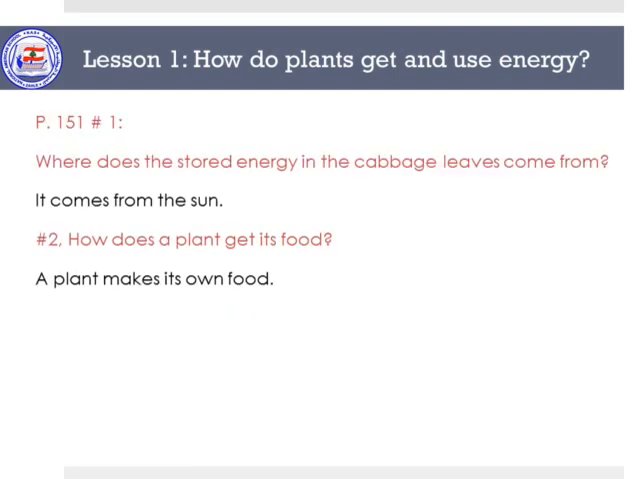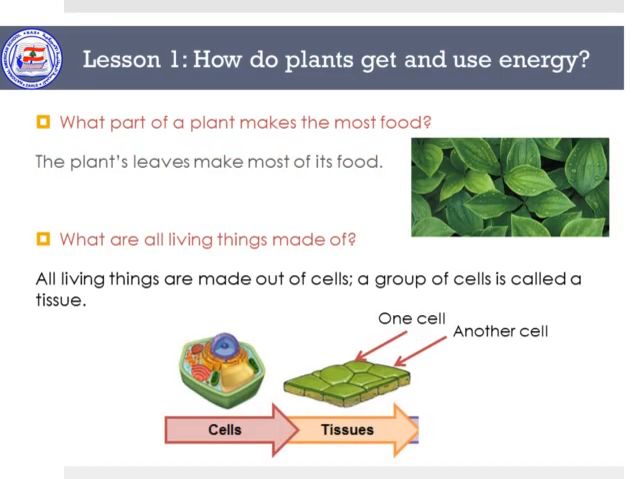Now let's solve page 151, numbers 1 and 2. Please make sure to copy the answers on your books. Question 1. Where does the stored energy in the cabbage leaves come from? So it comes from the sun. Number 2. How does a plant get its food? A plant makes its own food. It cannot get it from somewhere. It makes its own food. Since the plant makes its own food, which part of a plant makes the most of this food? It's the leaves. So the plant makes its food in the leaves.